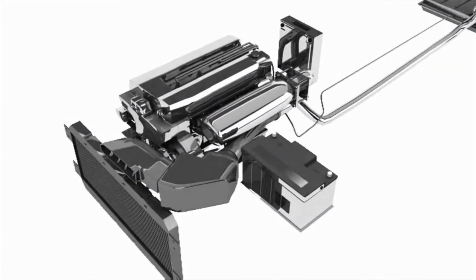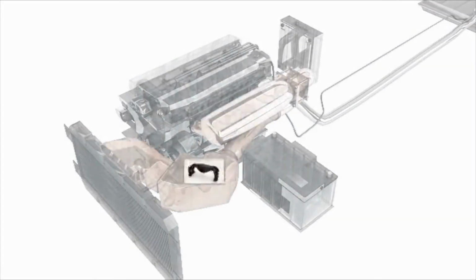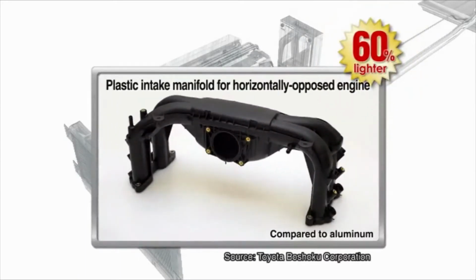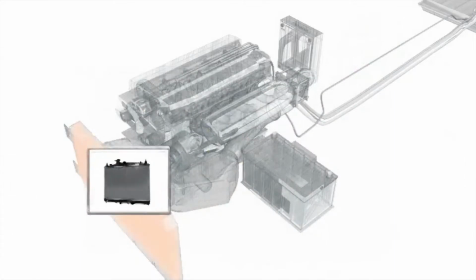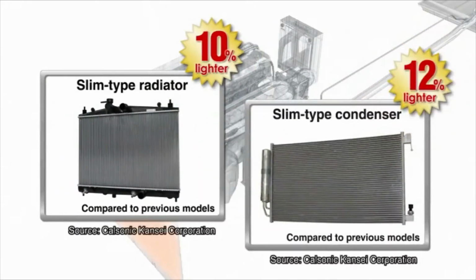In the intake manifold that delivers air to the engine, heat-resistant resins replace the older aluminum construction, shedding significant amounts of weight. Surrounding the engine is the radiator, which cools the engine, and the air conditioning condenser. By improving insulation, these parts can be made slimmer and smaller as well.